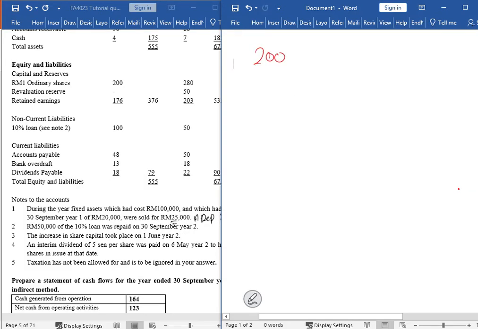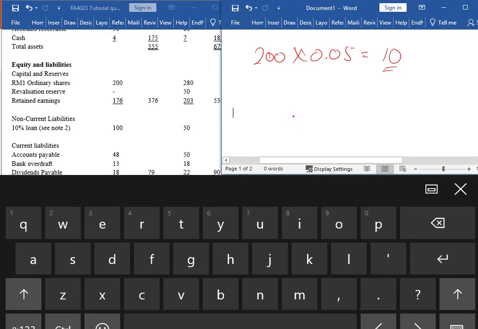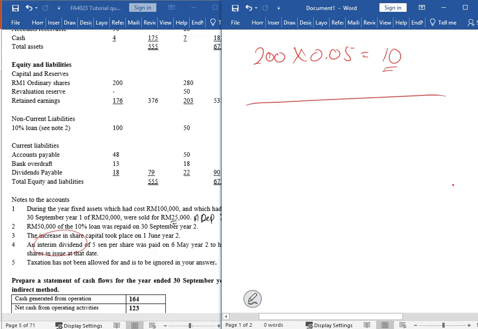Okay. 200 units of shares times 0.05. So this is 10. Right? So this 10 is what? You'll have your interim dividend. Are you guys okay? Now, where are you going to use your interim dividend? When the question gives you interim dividend, it must be linked to your retained earnings account. It's related to your dividend payable account.